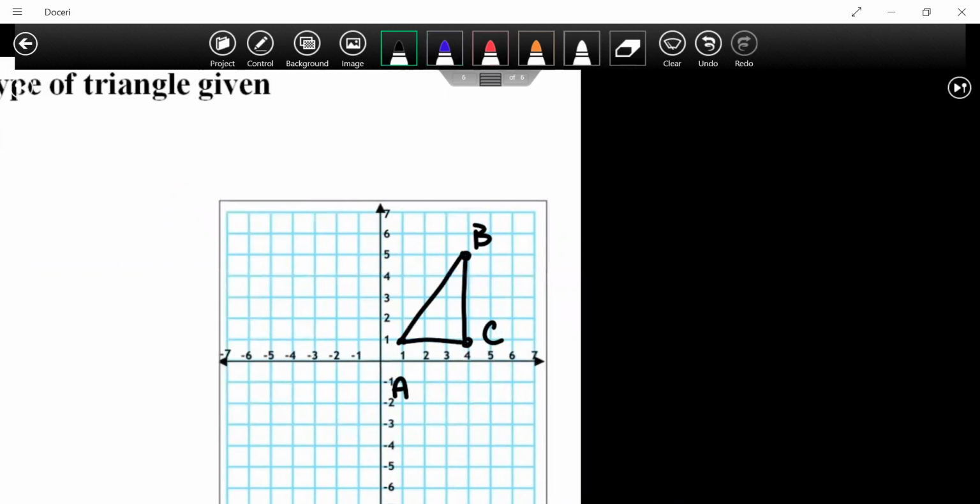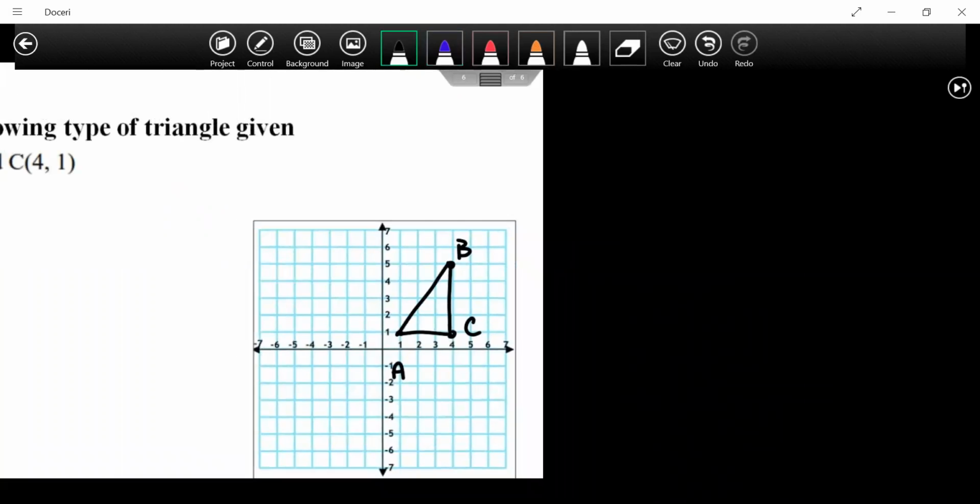What type of triangle does it automatically look like? It's a right triangle. So do we really need to find the slopes of that? No, let's not go there. Let's not worry about that. So we definitely know it's a right triangle. Specifically, what type of right triangle? Scalene, right? It should be all 3 different sides.